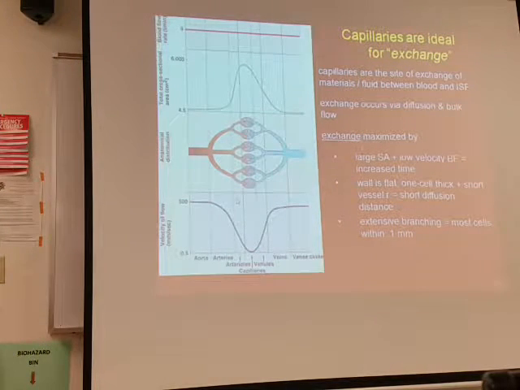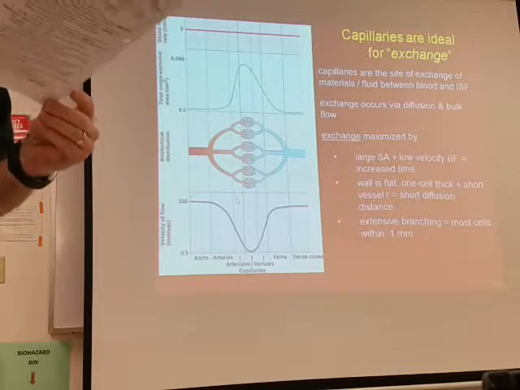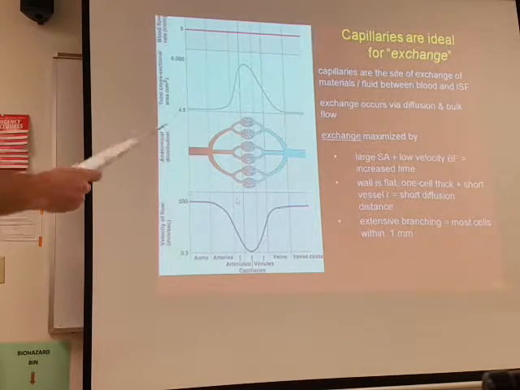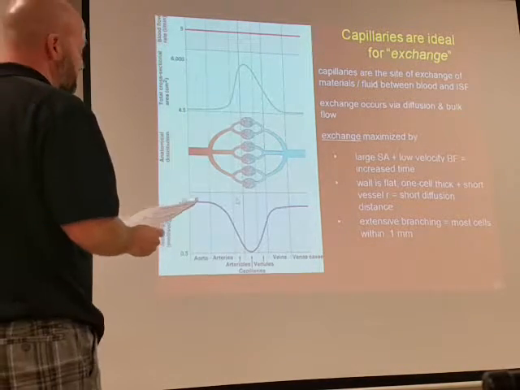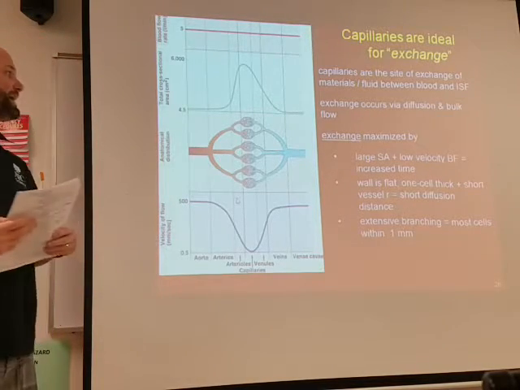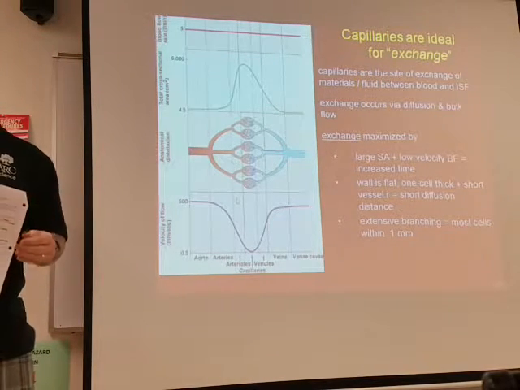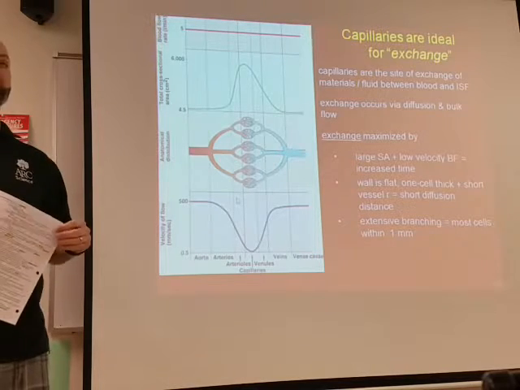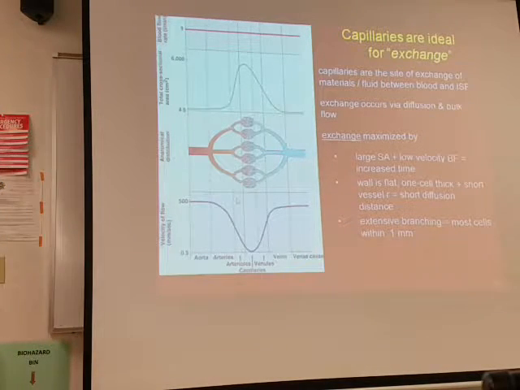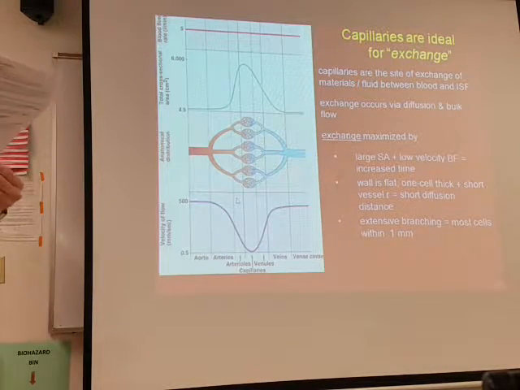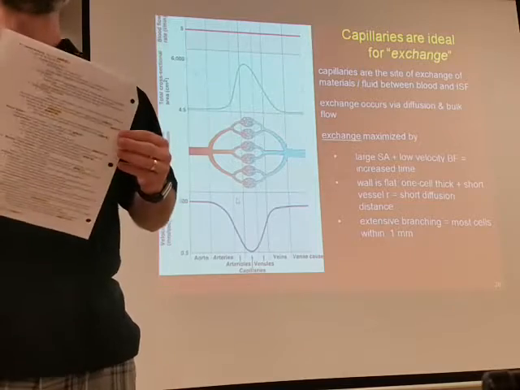Capillary exchange. Capillaries are ideal for exchange, one, because they're extremely thin. The wall of the capillary is just tunica interna with minimal connective tissue. You have the endothelium, and you have variable amounts of connective tissue around it, but very minimal. Short diameter. That's going to affect diffusion distance.